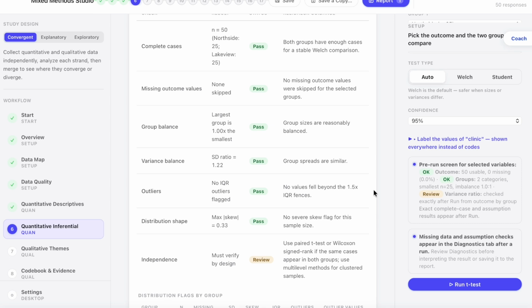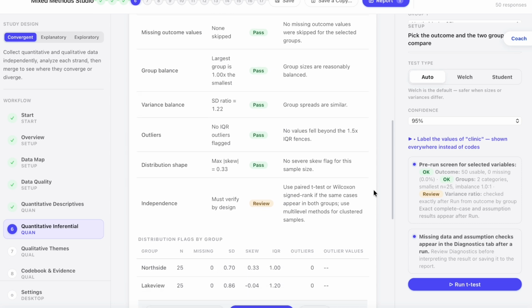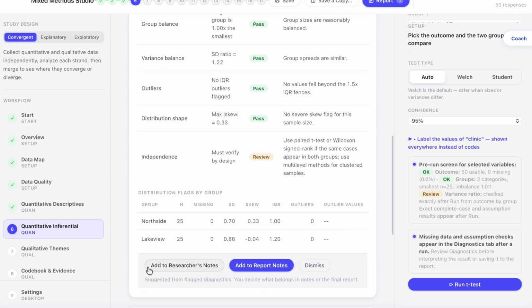Use a paired t-test or a Wilcoxon signed rank if the same people show up in both groups, and use multi-level methods if your sample is clustered. And you get 3 choices for that flag. Add it to your researcher's notes, add it to your report notes, or dismiss it.